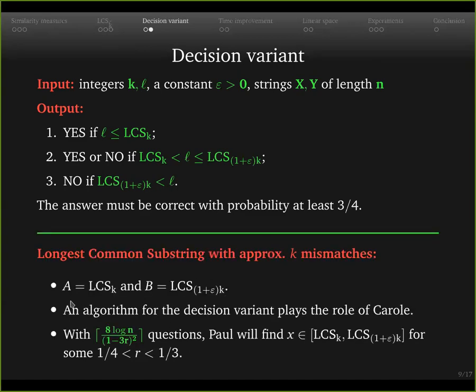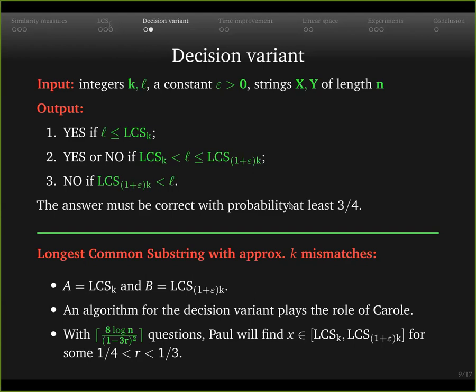And then, yes, we apply it. Once we have a solution for the decision variant, we solve the longest common substring with approximately k mismatches by just putting A to be the LCSK, B to be the LCS (1 plus epsilon)k, and our algorithm plays the role of Carol, which might lie sometimes, as we are only correct with a certain probability.